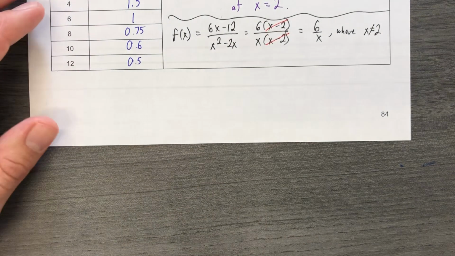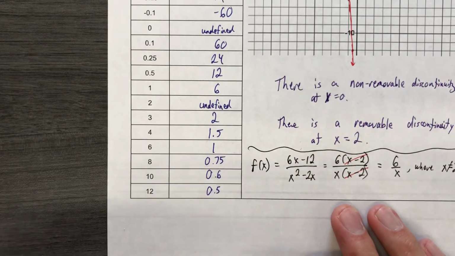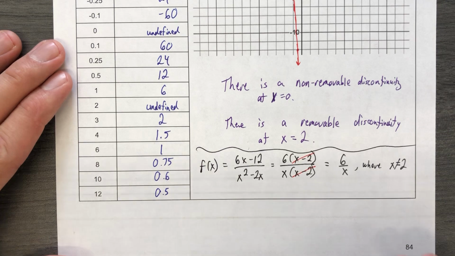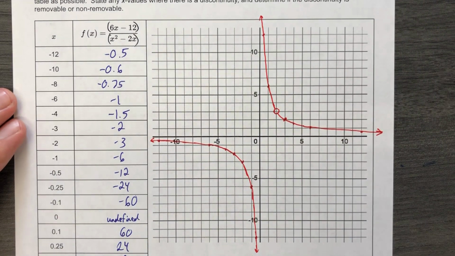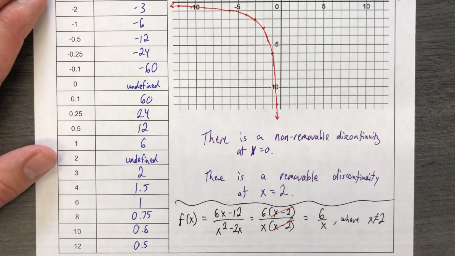It's indeterminate. So when I say it's undefined, that's true, but technically the phrase for that one would be indeterminate. You have, right here, a hole in your graph. Holes are removable discontinuities.